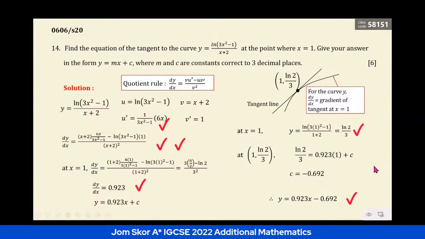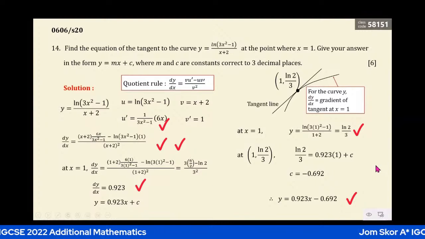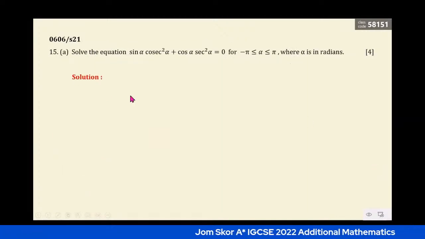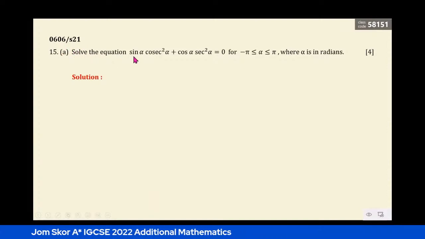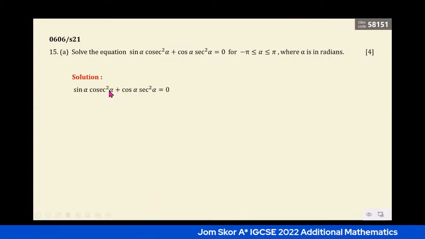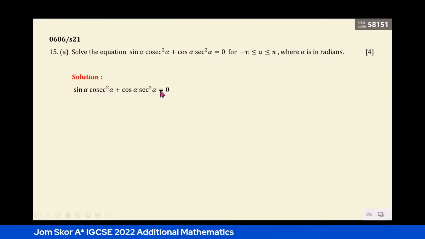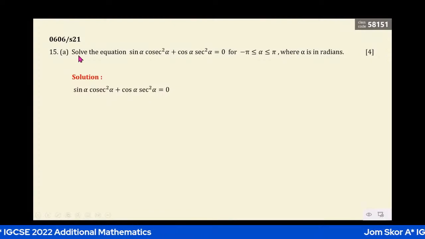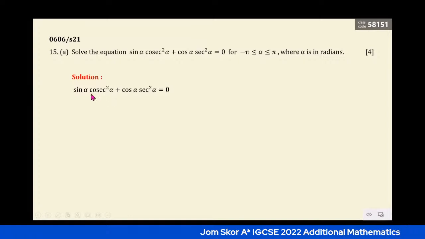Okay, so this is question number 14. Then we move to the next question. Okay, question number 15. So this is a trigonometric equation. All right, so you have sine alpha cosecant square alpha plus cos alpha secant square alpha is equal to 0. The question asks you to solve, meaning that you want to find the angle alpha. Okay, so what we are going to do first.